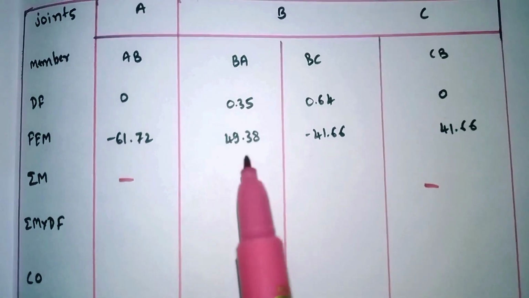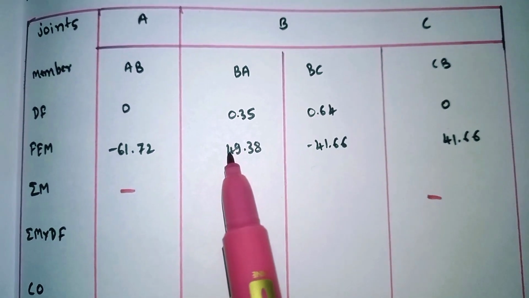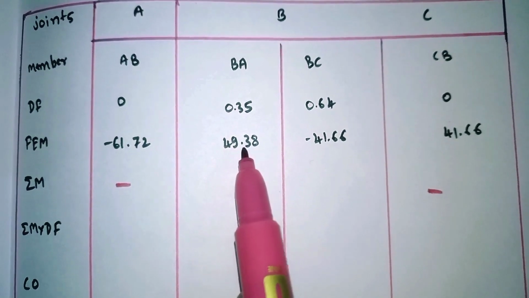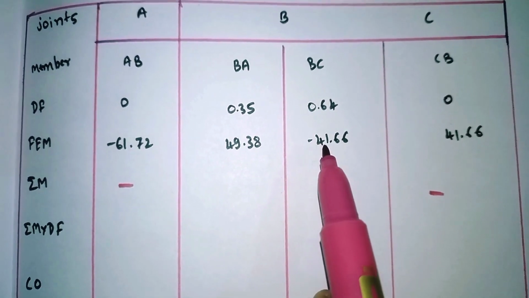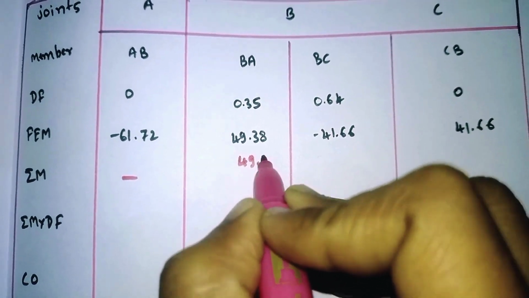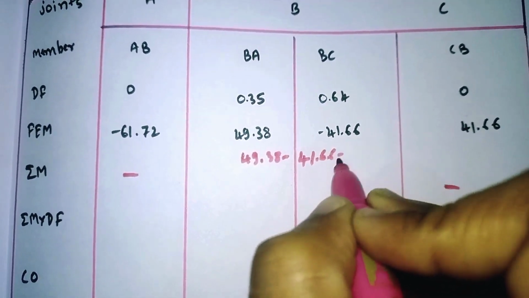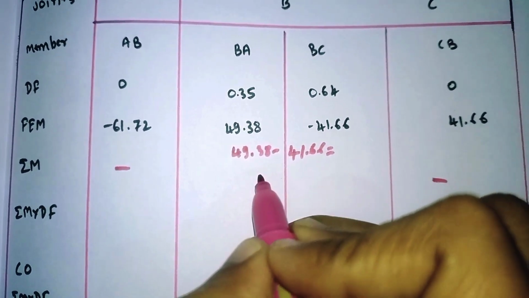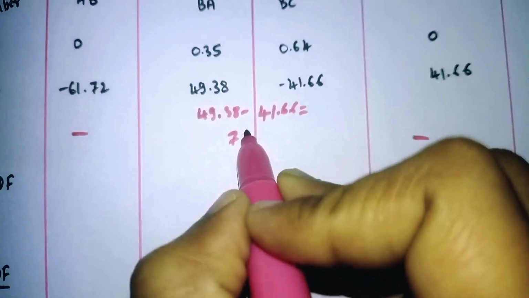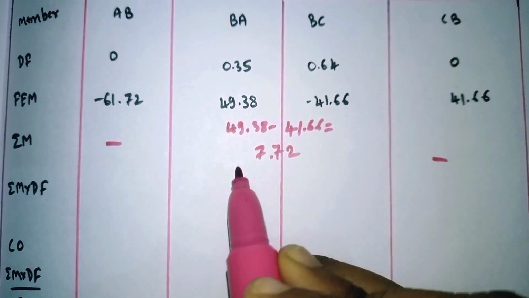So we have to see joint B. Here what we have to do is first add these two values, that is 49.38 minus 41.66. By adding this, 49.38 minus 41.66, it will come out as 7.72. So our value is getting positive, so make it negative.